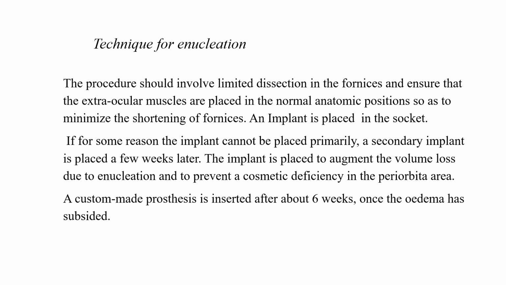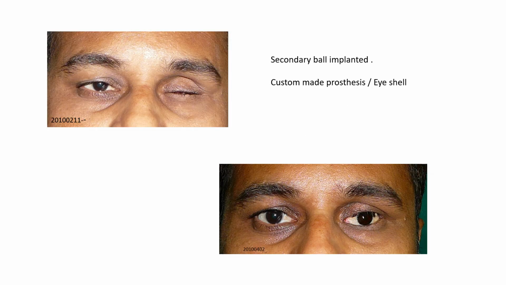An implant is placed in the socket. If for some reason the implant cannot be placed primarily, a secondary implant is placed a few weeks later. The implant is placed to augment the volume loss due to enucleation and to prevent a cosmetic deficiency in the periorbital area. A custom-made prosthesis is inserted after about 6 weeks once the edema has subsided. Secondary implant placed here after 6 weeks and custom-made prosthesis over the socket.